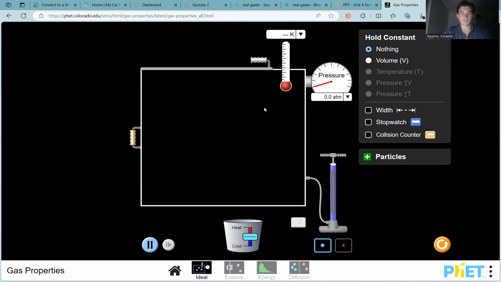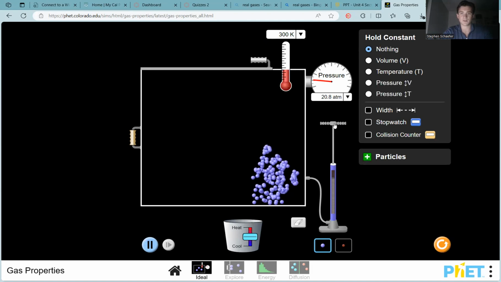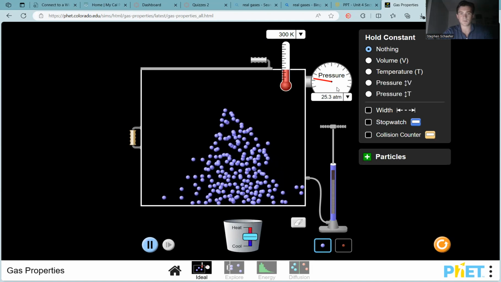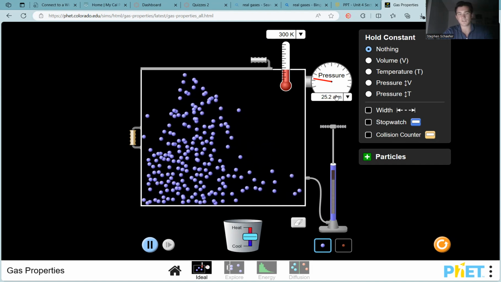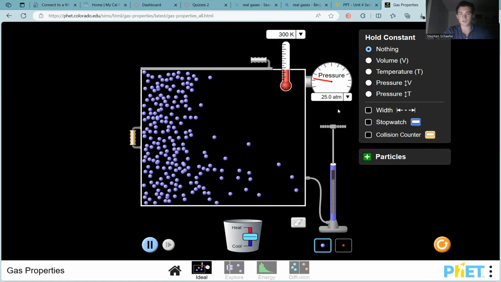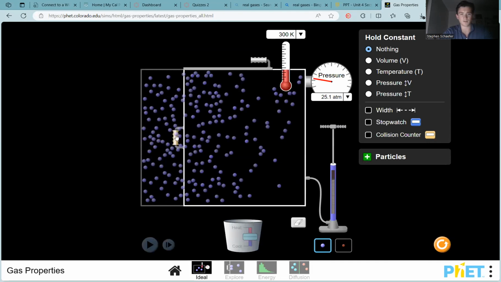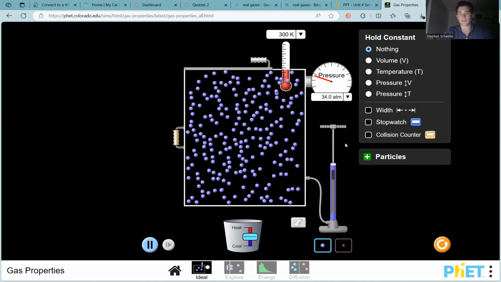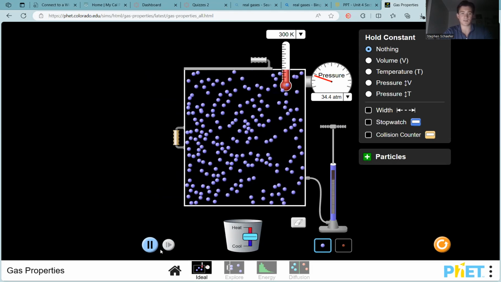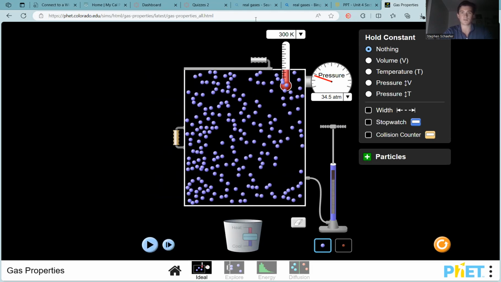Let's pump some particles into our gaseous system, right? As you can see, the pressure is going up. But let's see if we change the volume of the system, because that's what we're talking about, right? That is going to have an effect, which we're going to talk about shortly. So let's go back to our notes.